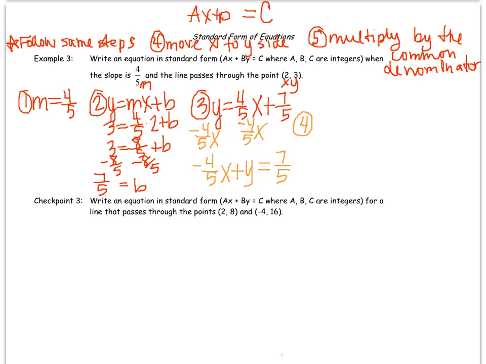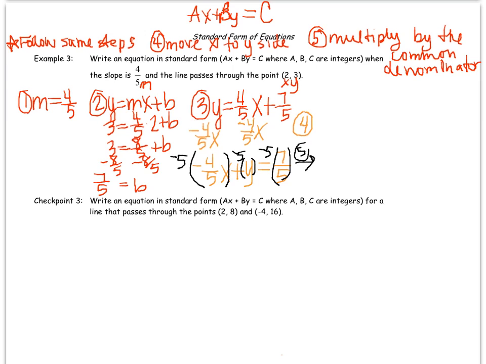Now my common denominator here is 5. So I want to multiply every single piece by 5 to make all those fractions go away. But if you notice, this first term is also negative, and I want it to be positive. So we're going to multiply all 3 of these pieces by negative 5 so that this one becomes positive and so that all our fractions go away. So I'm going to multiply everything by negative 5. I'm going to take this term and multiply it by negative 5, and take this and multiply it by negative 5, and take this and multiply it by negative 5.